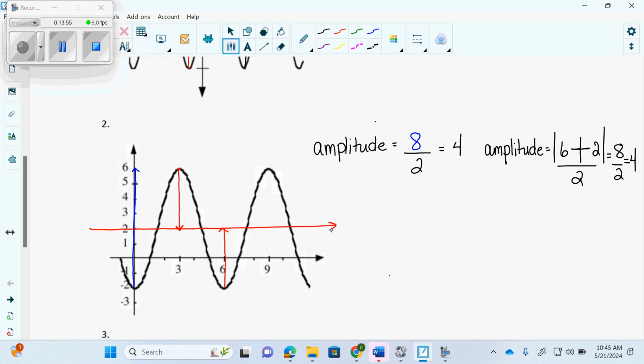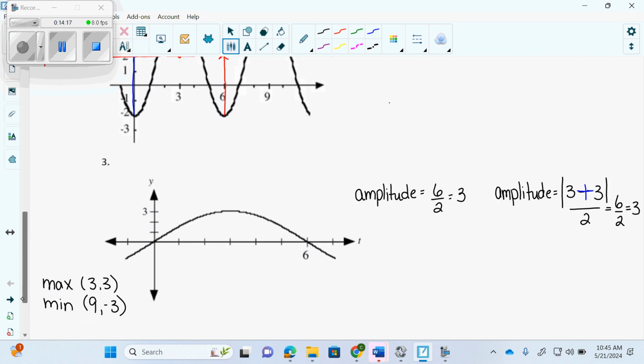Now I have a horizontal line. What is this line at? Y equals what? 2. See what I'm saying? So I know I'm right. Because it's half the vertical distance, yes? From bottom up, top down.